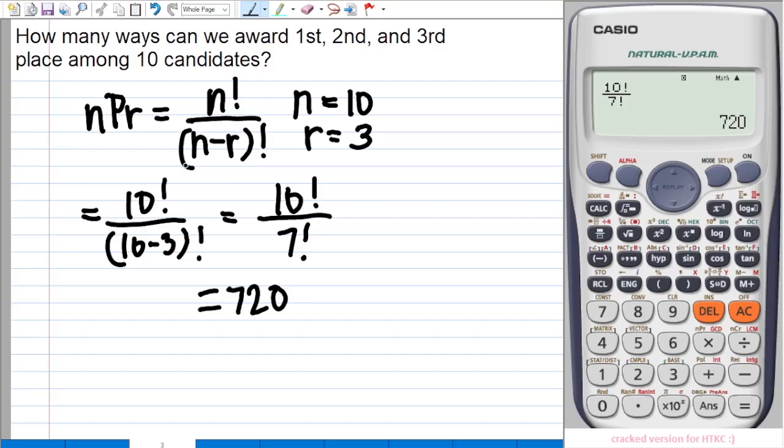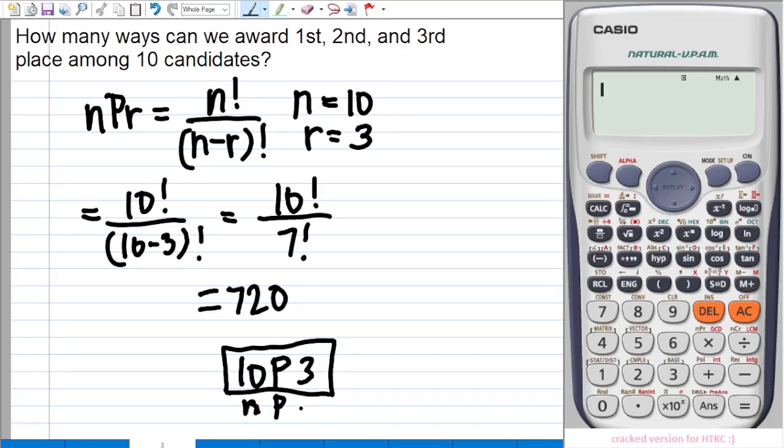So this is the shortcut. What you have to do is look at the calculator. What is n? n is 10. 10 P, and what is r? 3. So this is what you need to input in a calculator: 10P3. nPr. This is n, this is p, and this is r.